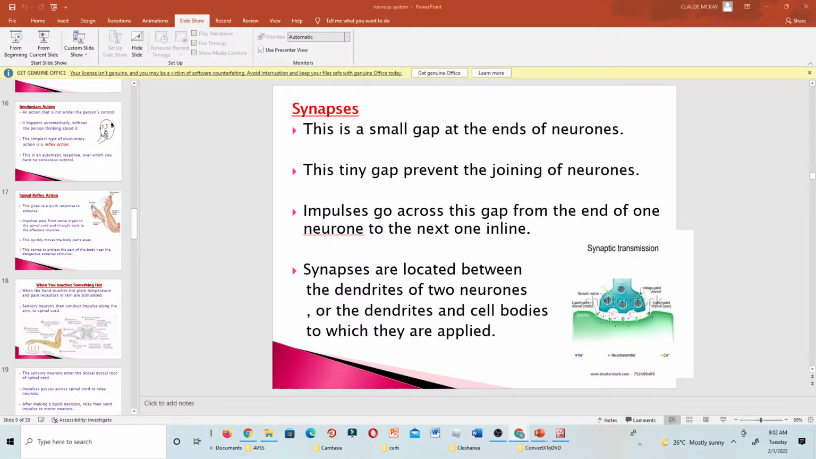And so the third pointer, the impulses, which of course students want to hear the term impulses, they are talking about information or message. So impulses go across this gap from the end of one neuron to the next one in line. Synapses are located between the dendrites of two neurons or the dendrites and cell body to which they are applied. So they're just basically telling you exactly where you would find the synapse.